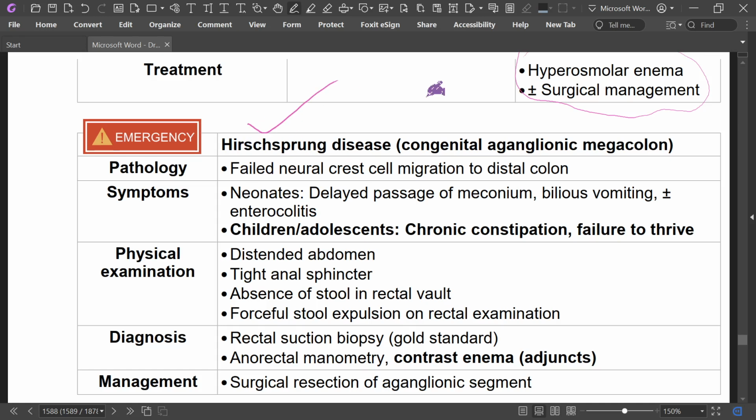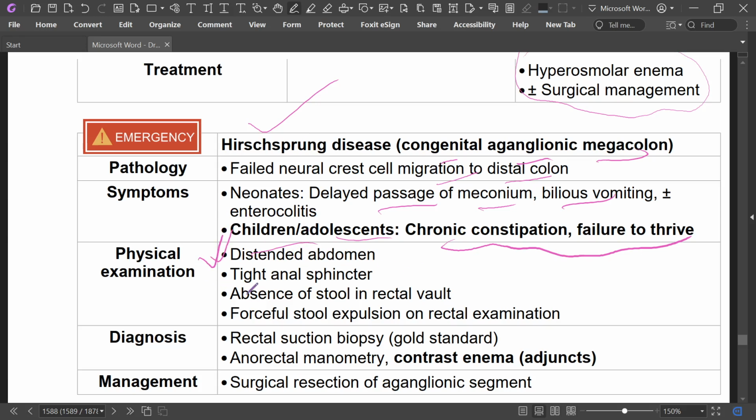Hirschsprung disease is congenital aganglionic megacolon, with no ganglion cells and megacolon, due to failure of neural crest migration to the distal colon. In neonates: delayed passage of meconium, bilious emesis, with or without enterocolitis. In children or adolescents: chronic constipation and failure to thrive.